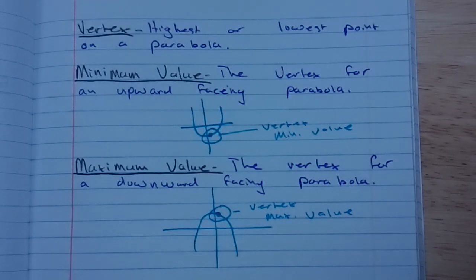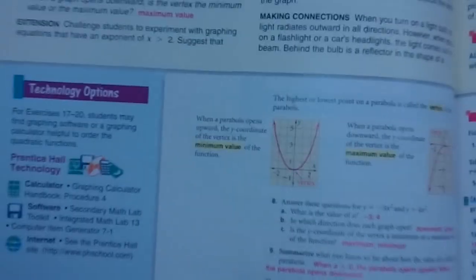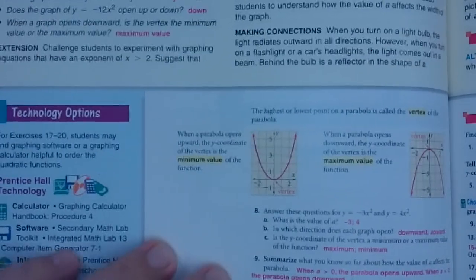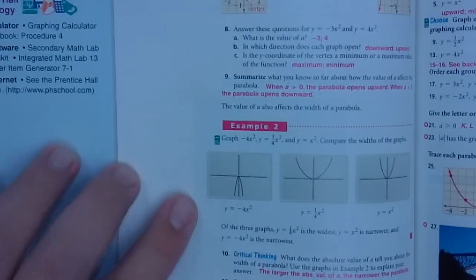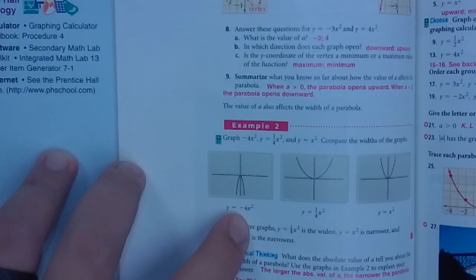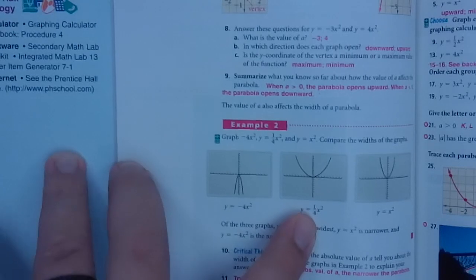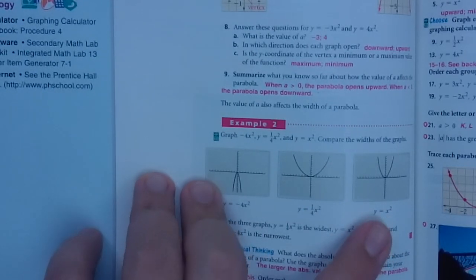So example 2 has 3 different graphs. All it says is you're comparing the widths of the graphs, graphing them using the graphing calculator. Here, you have y equals negative 4x squared, y equals 1/4 x squared, and y equals x squared.